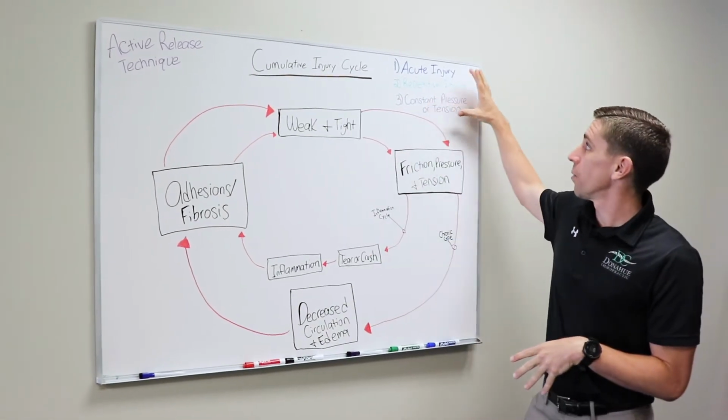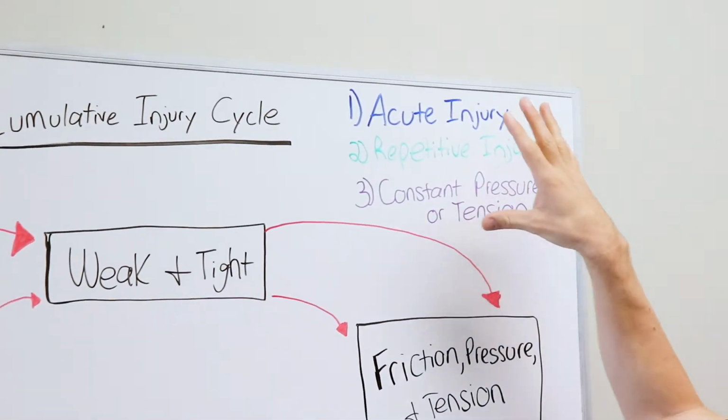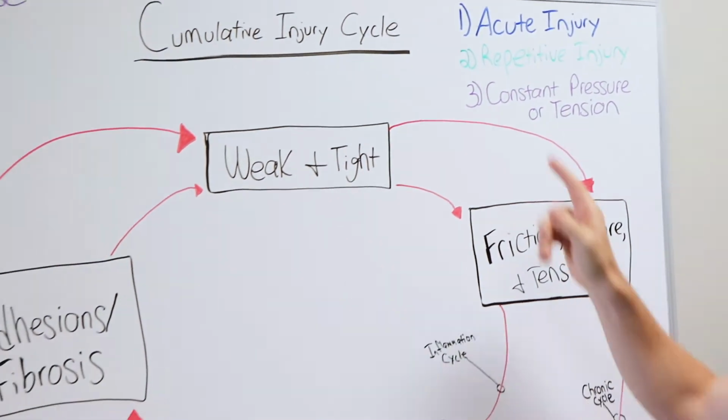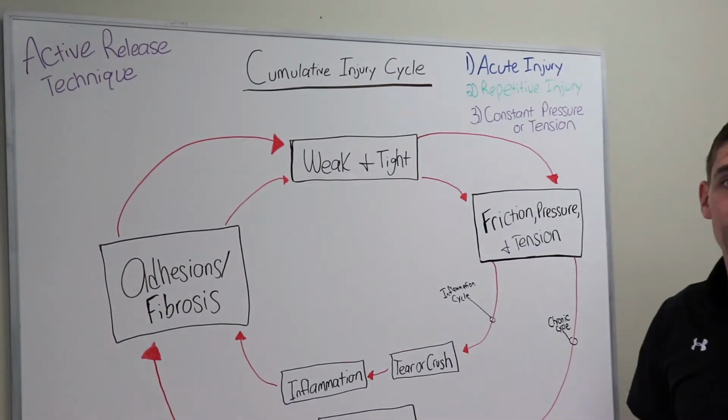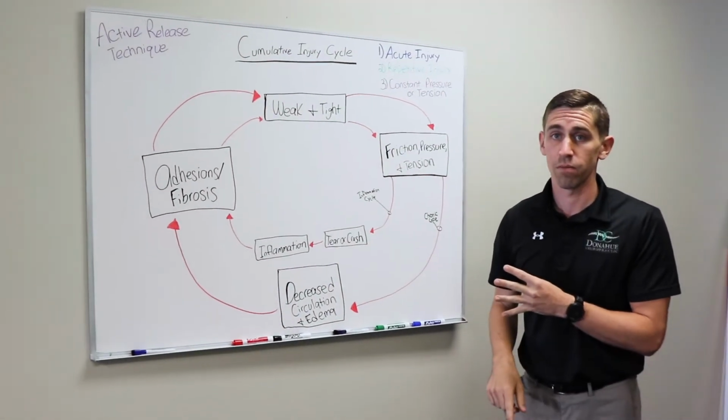I'm gonna start by talking about the three main types of injury, okay? Because then each one feeds into a different section of this cycle. First one being acute injury. That is our car accidents. That is our sporting injuries. That is our slips and our falls, okay?